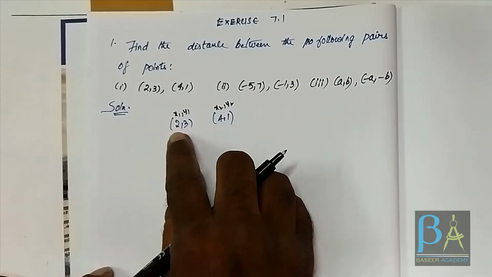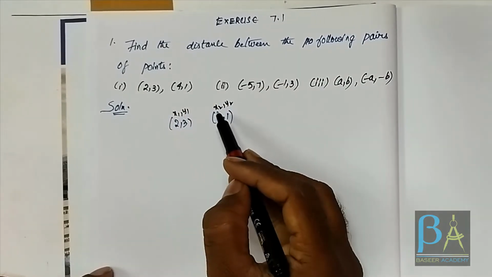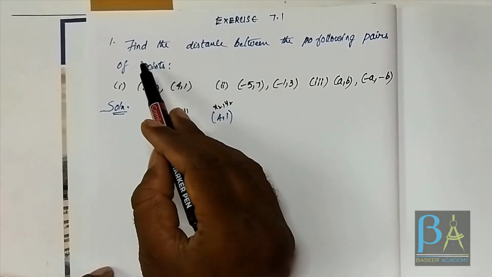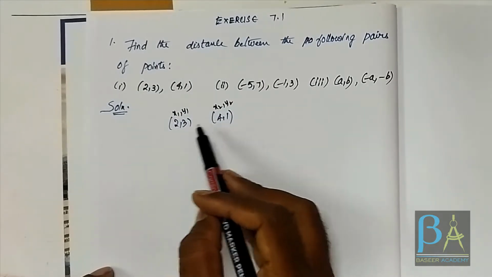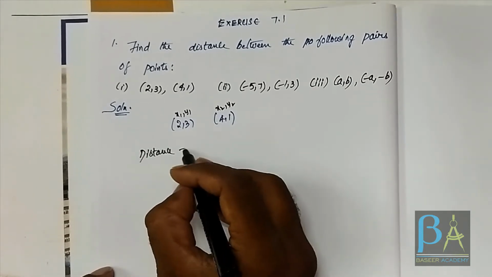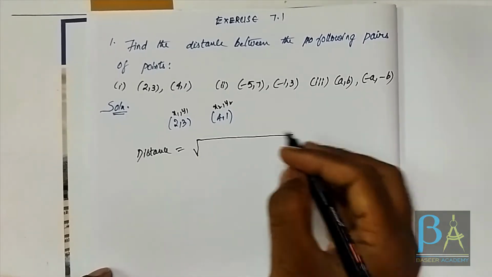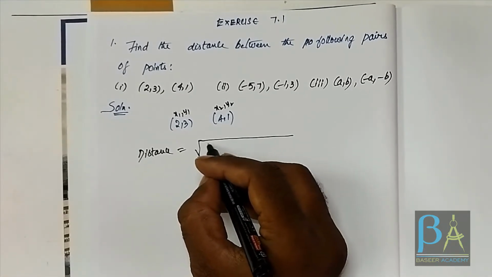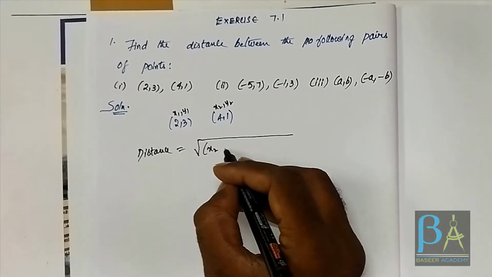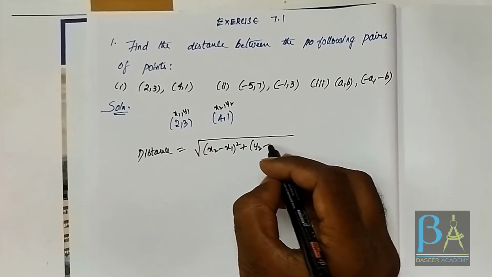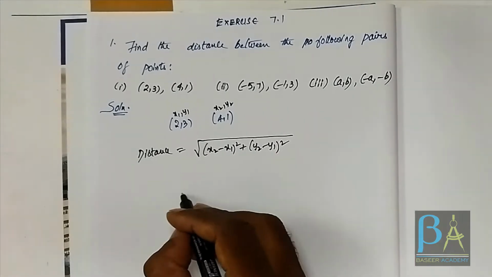So x1 value is 2, y1 is 3, x2 is 4, y2 is 1. I need to find the distance between these 2 points. How do we find out the distance? For finding the distance between 2 points, we can use the distance formula. A while ago we learned the distance formula, right? It is square root of (x2 minus x1) whole square plus (y2 minus y1) whole square.